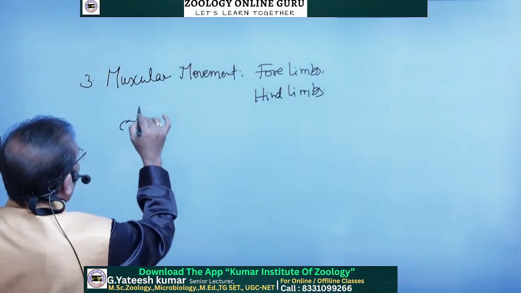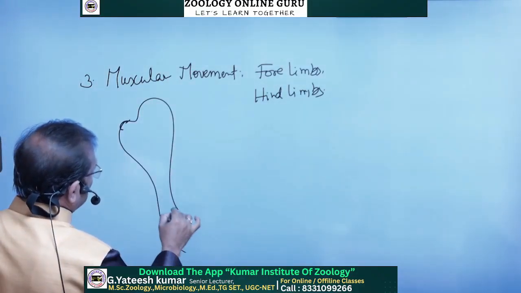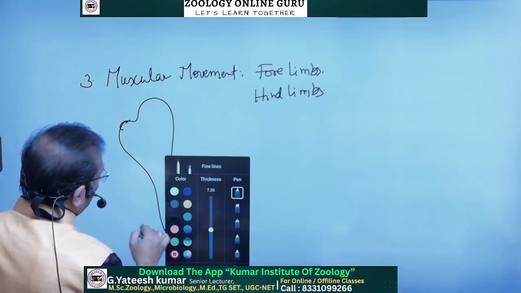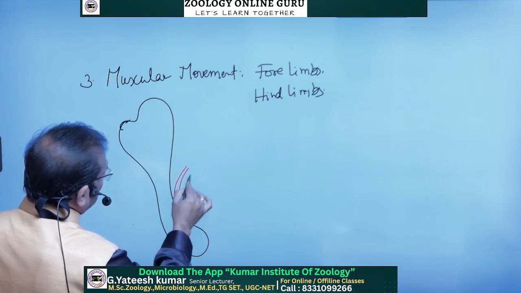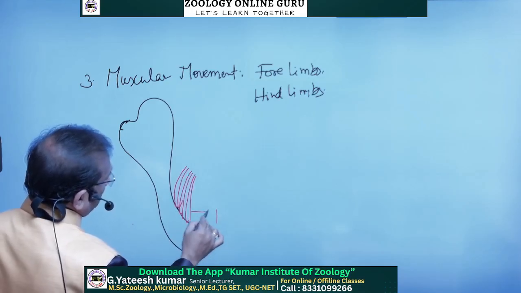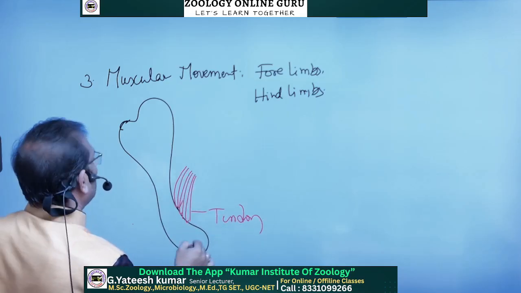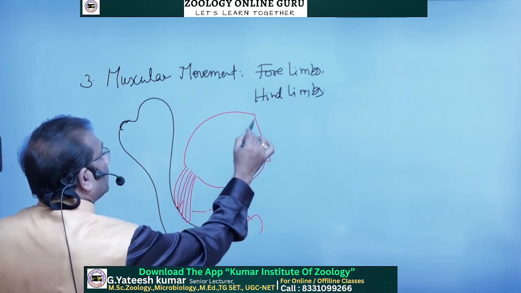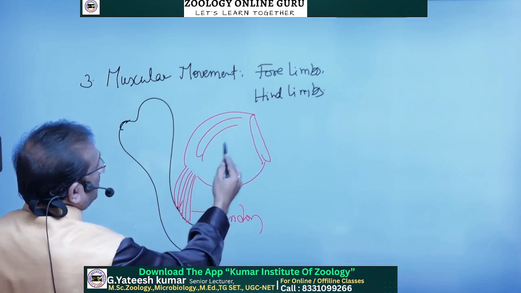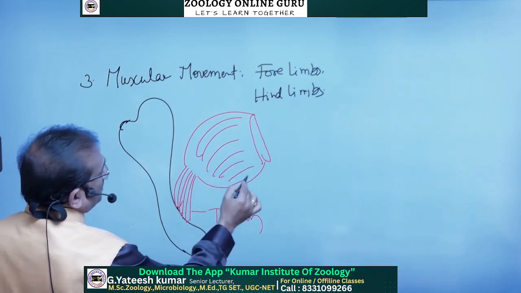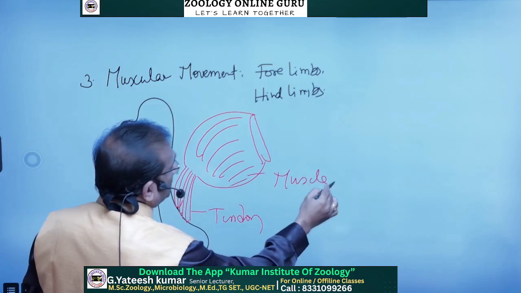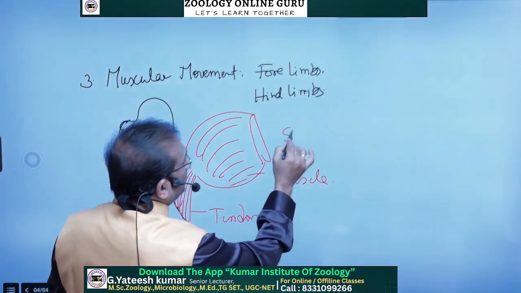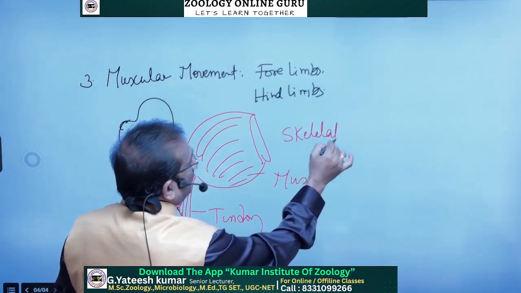So the muscles are attached to the bones. This is the tendon, and this is the muscle. The muscle is attached to the bone with the tendon, and these muscles are known as skeletal muscles. They are called skeletal muscle.